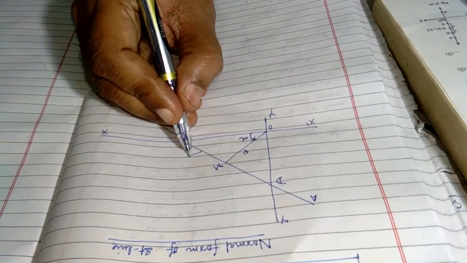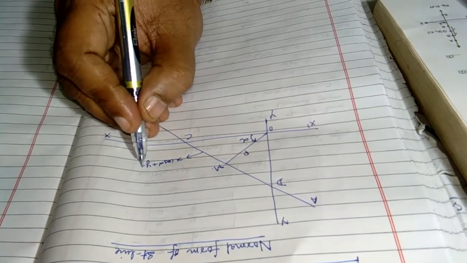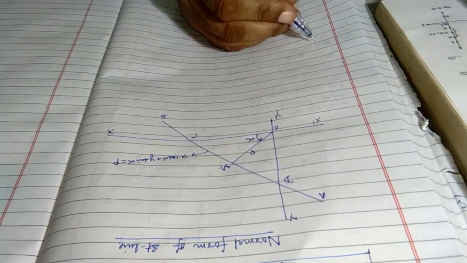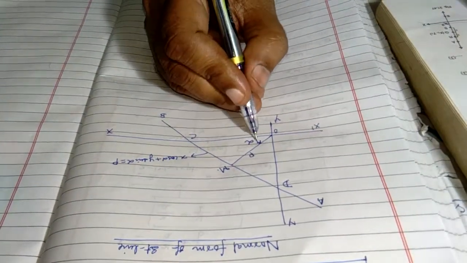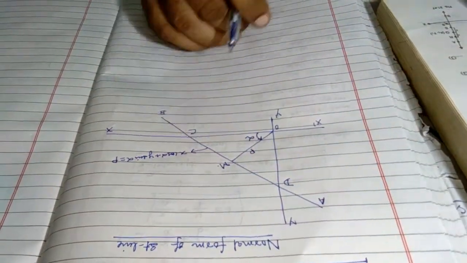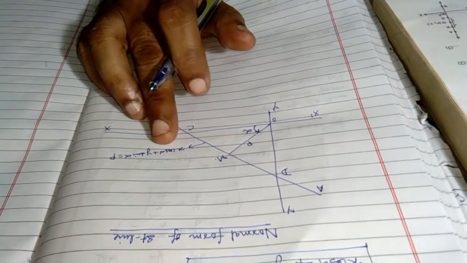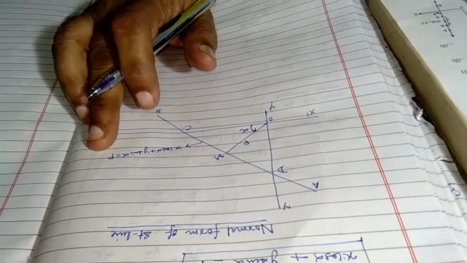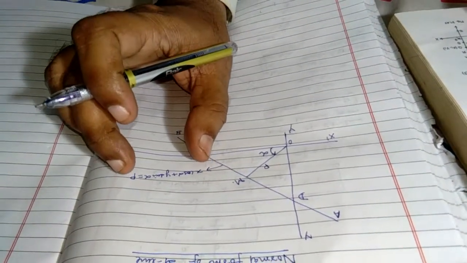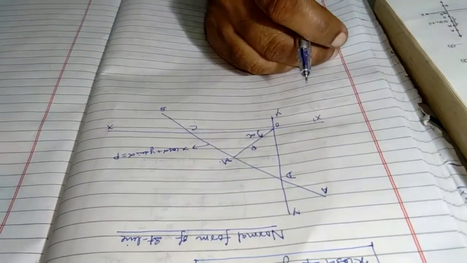Now we will have to prove that x cos alpha plus y sin alpha is equal to P, which is the length of perpendicular. So if the angle alpha is given and the perpendicular drawn from the origin to the straight line is given, then with the help of this equation, x cos alpha plus y sin alpha is equal to P, this is the normal form of the equation of a straight line AB.